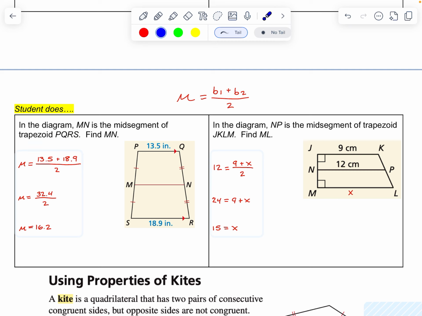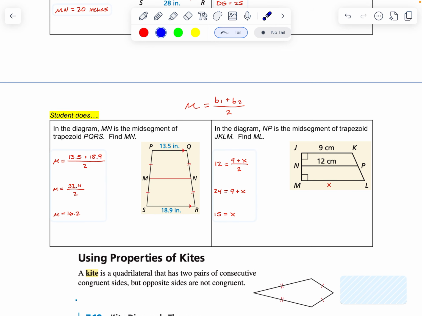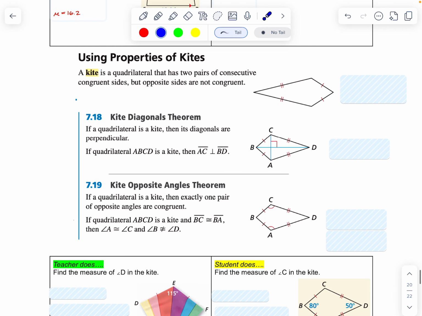Given both bases, find the mid-segment. Given the mid-segment and one of the bases, find the other base. Right, again, making sure here that I multiply both sides by 2 in order to get that numerator by itself, in order to get 9 plus x alone by itself. Okay, and this leads us to the last type of quadrilateral that we are going to look at this unit, a kite.